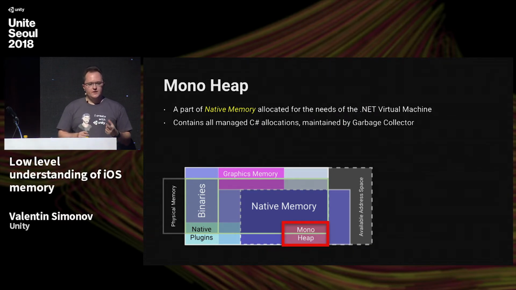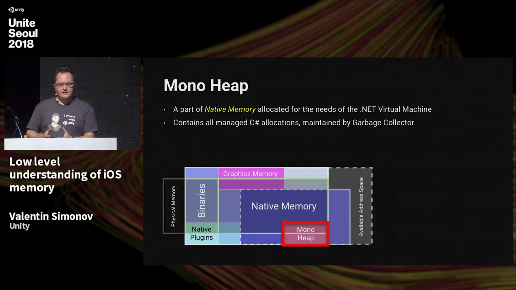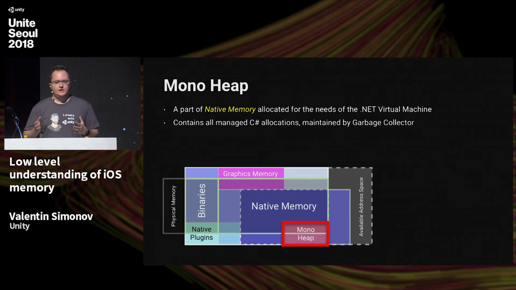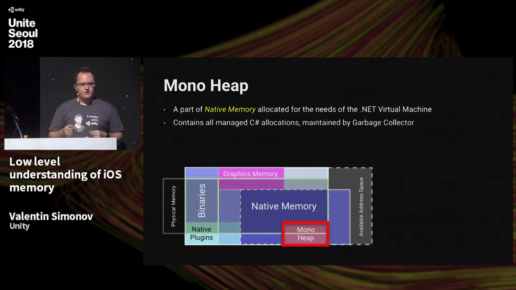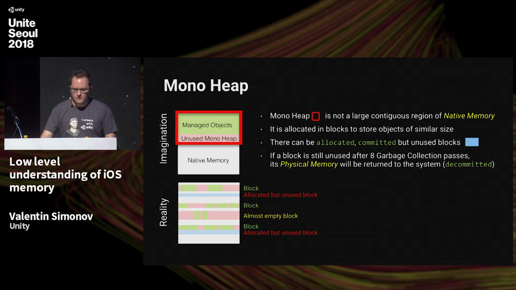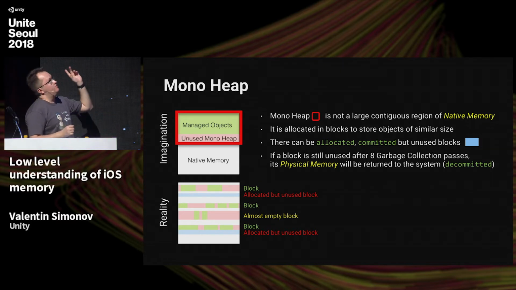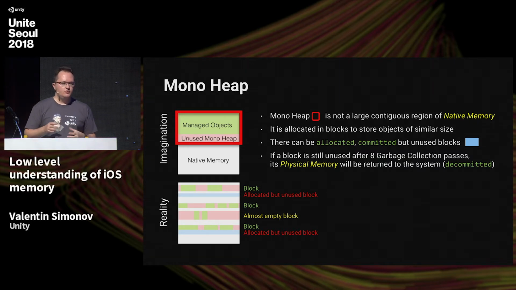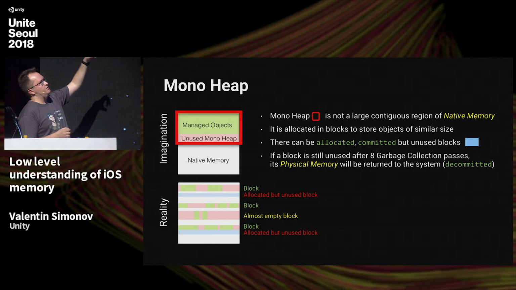A part of native memory allocated specifically for the .NET virtual machine's needs is called mono heap. It contains all managed objects and is maintained by a garbage collector. So basically, when you create an object in C#, it goes there. One point though, the picture of mono heap being a contiguous block of memory is not true. The top square is not how it looks in reality. Mono heap is allocated in blocks of some size to hold C# objects of similar size. You can see the blocks in the bottom picture.